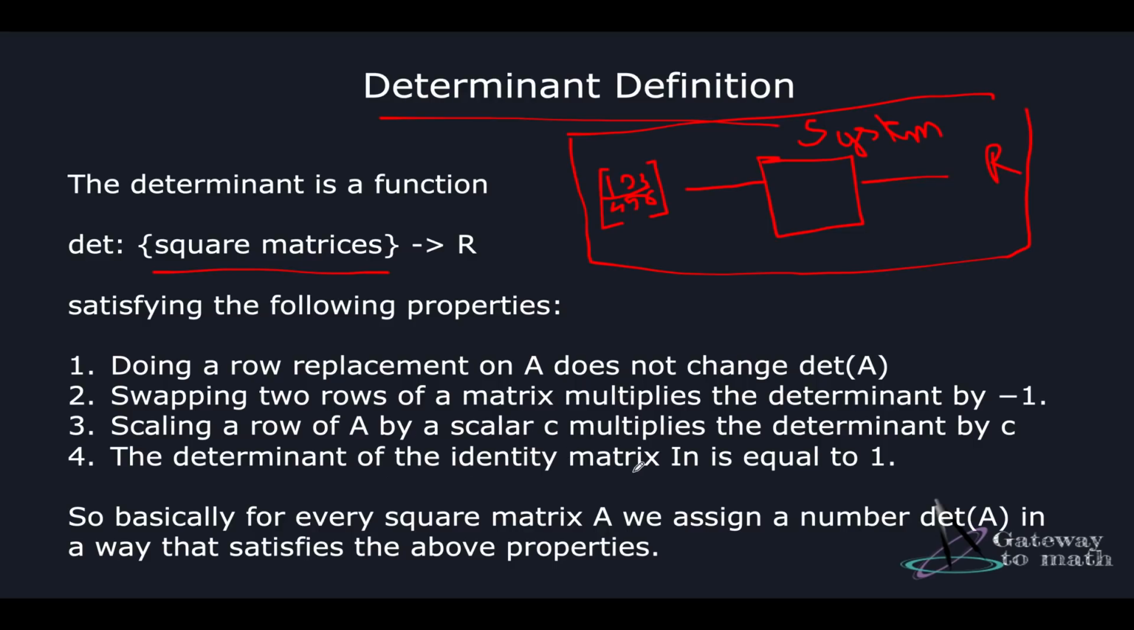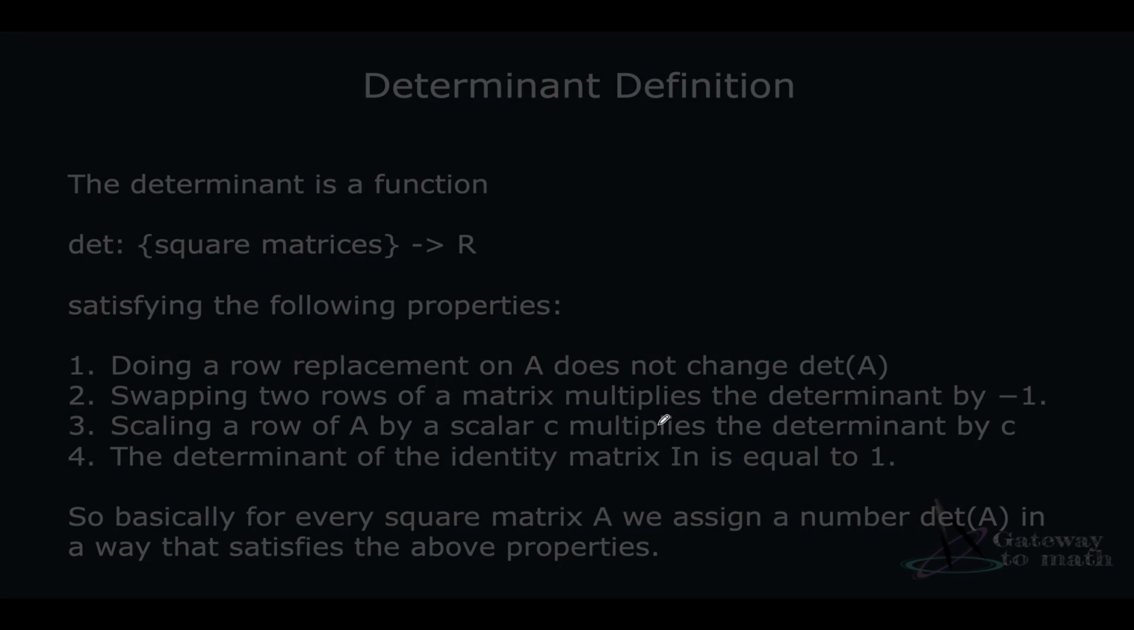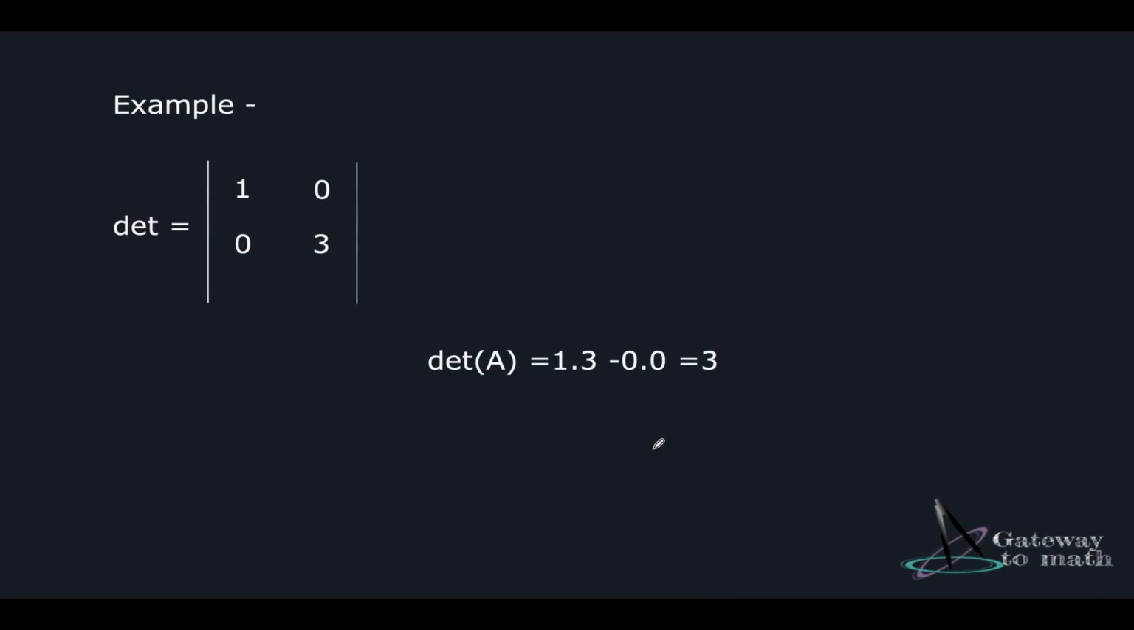The determinant of the identity matrix I_n is equal to 1. So the determinant of an identity matrix will always be 1. These are some of the important properties. I mean, you can literally skip them. It doesn't have any practical application as such.